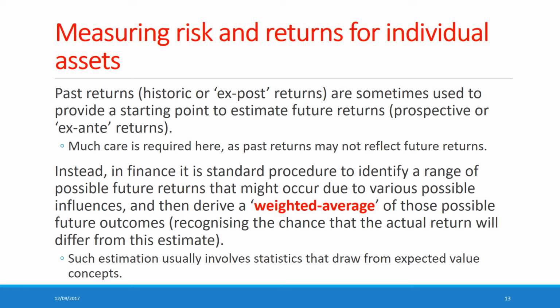So in the next few slides, we'll look at measuring risks and returns for individual assets. So we mentioned before that we measure returns and risk using the normal distribution. So with the normal distribution, the distribution shows us the probabilities of different outcomes in the future. So the way that we measure returns is therefore just a probability weighted average of different future outcomes.